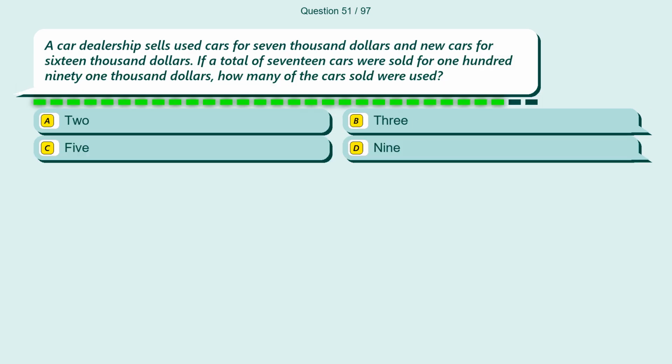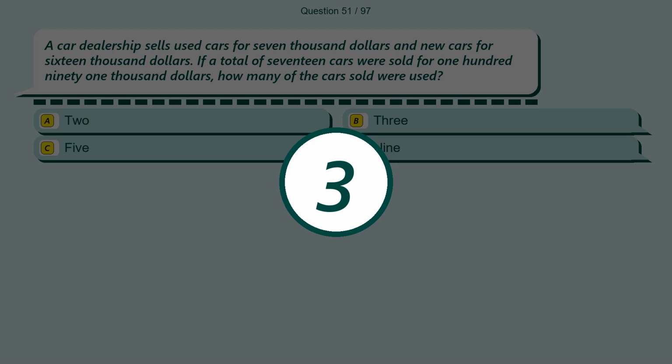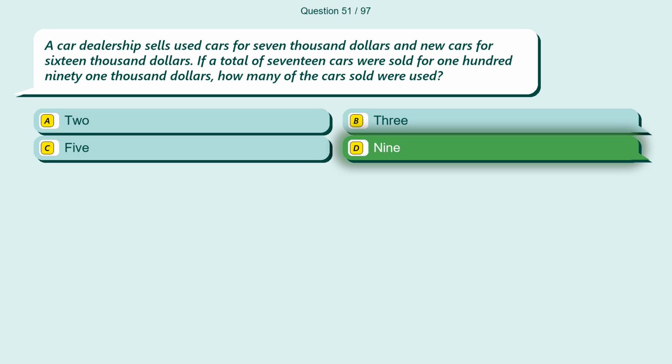Question 51. A car dealership sells used cars for $7,000 and new cars for $16,000. If a total of 17 cars were sold for $191,000, how many of the cars sold were used? Option A, 2. Option B, 3. Option C, 5. Option D, 9. The correct answer is option D, 9.